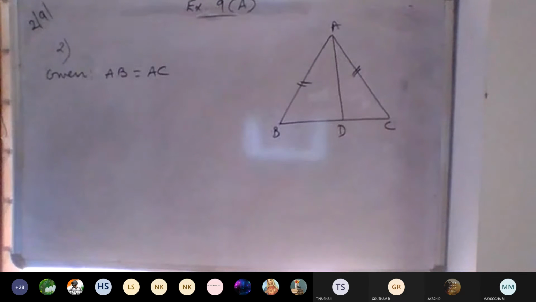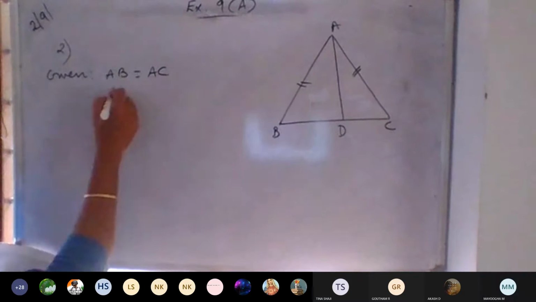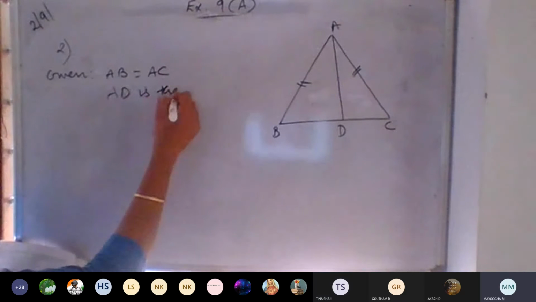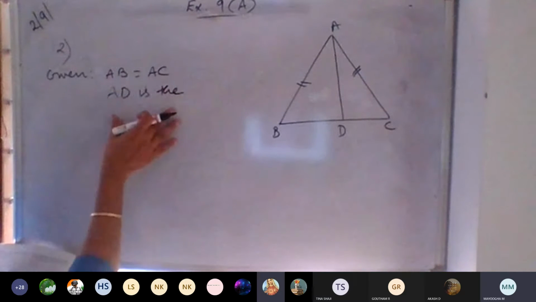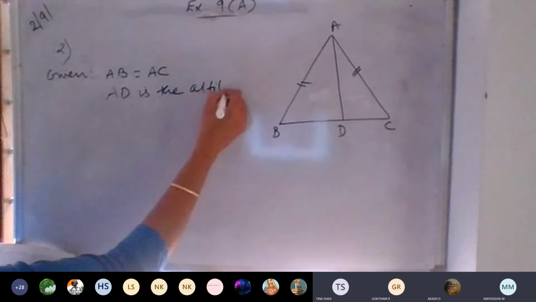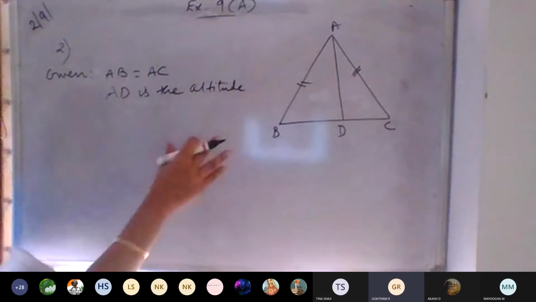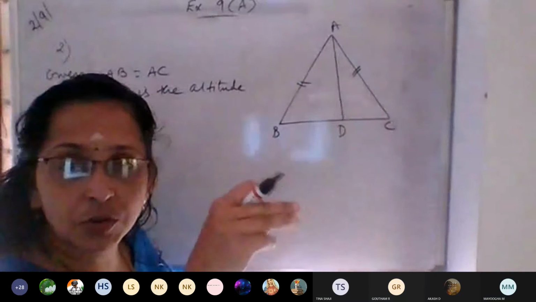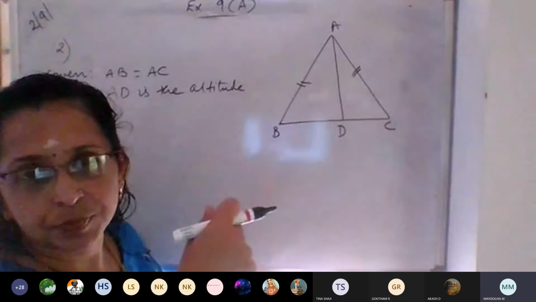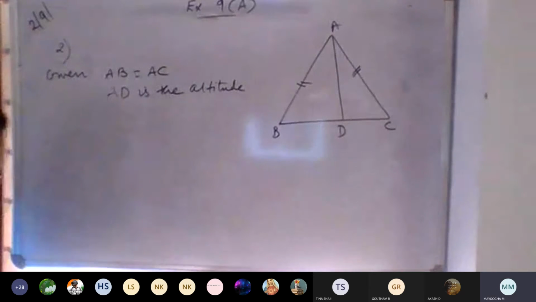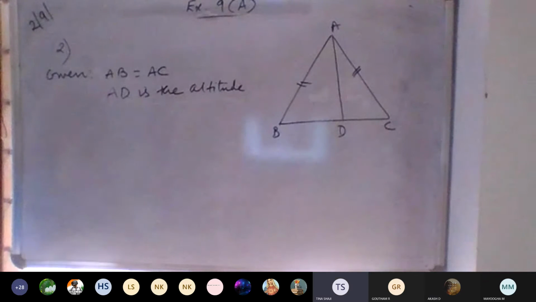Also, given what? So that altitude AD is the median also means, given what? AD is the altitude. AD is common for both triangles. No, given AD is the altitude. The altitude is given. We have to prove that the altitude is what? Median. So AD is the altitude is given. AD is the median, we have to find out, prove.